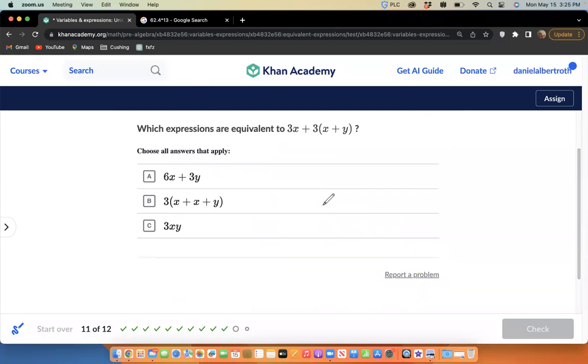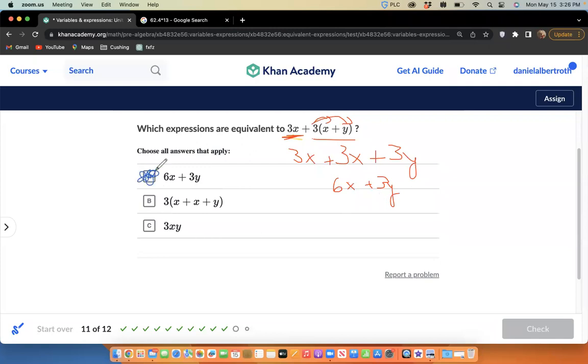All right, this one asks which expressions are equivalent to 3x plus 3 times x plus y. So if I distribute the 3, I have a 3x here, then 3 times x is another 3x, and then plus a 3y. So all together, I'm going to have 6 x's, not just 3 and 3. I can combine them to 6, and then plus 3y. So I'm looking for answers that equal 6x plus 3y.